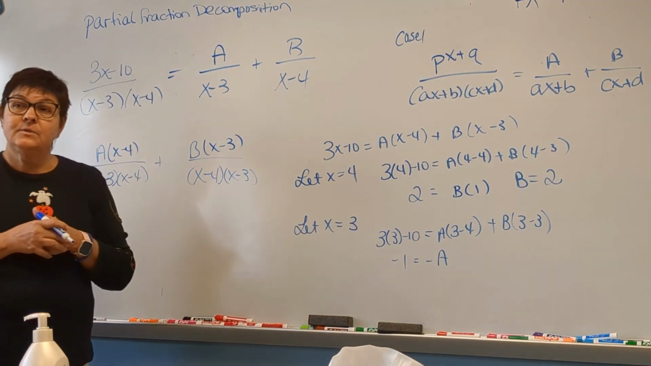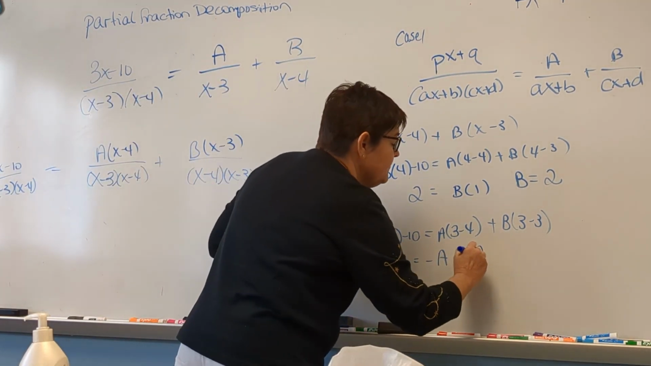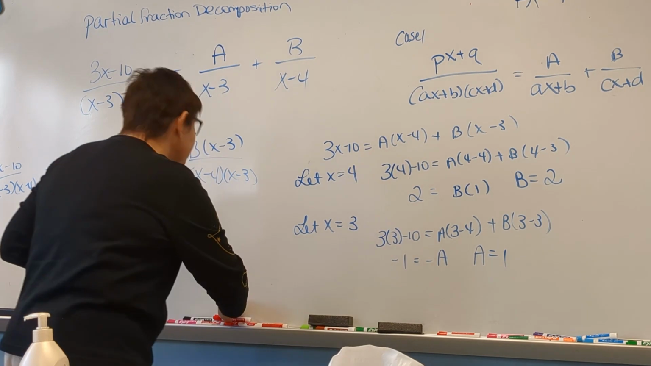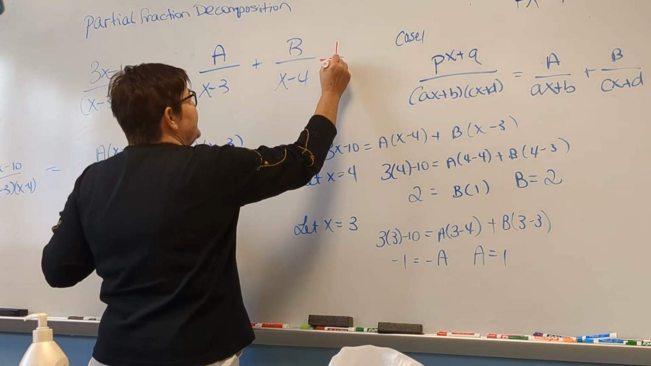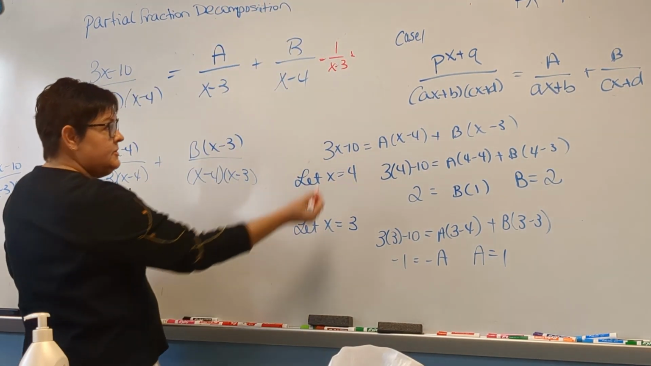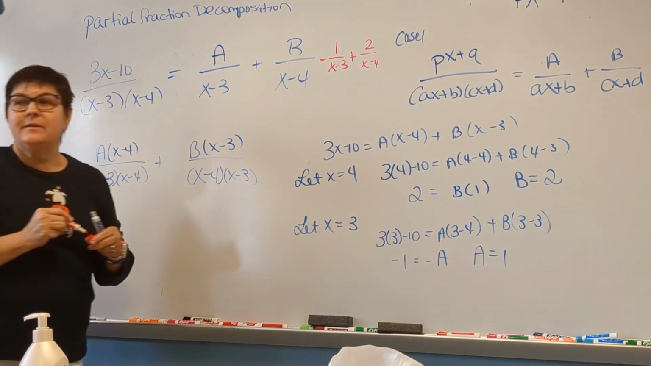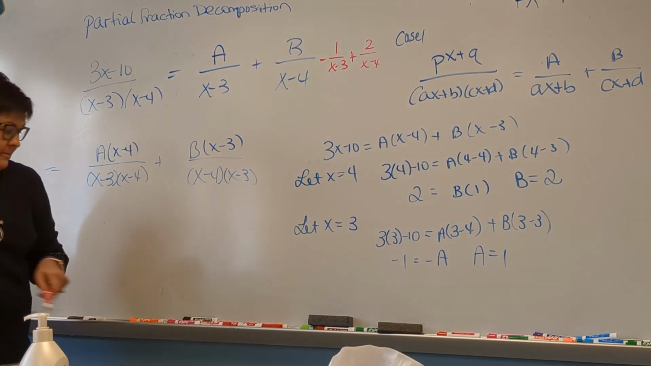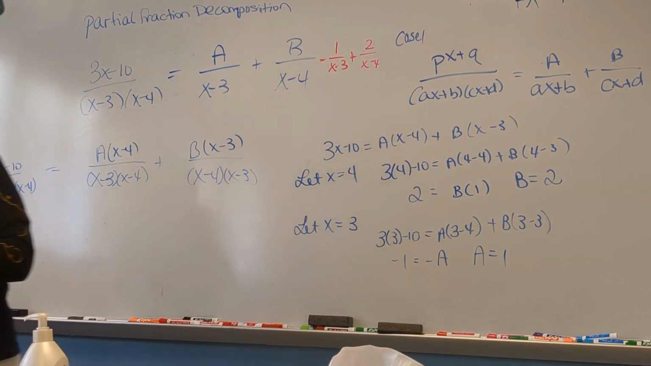And so what's a equal to? 1. And if I go right back to the original, we just decided a is 1. So 1 over x minus 3. And then b was what? 2. 2 over x minus 4. Is that what we should have come up with? Absolutely. What do you think? It's not horrible. It's truly not bad at all once you start working them.